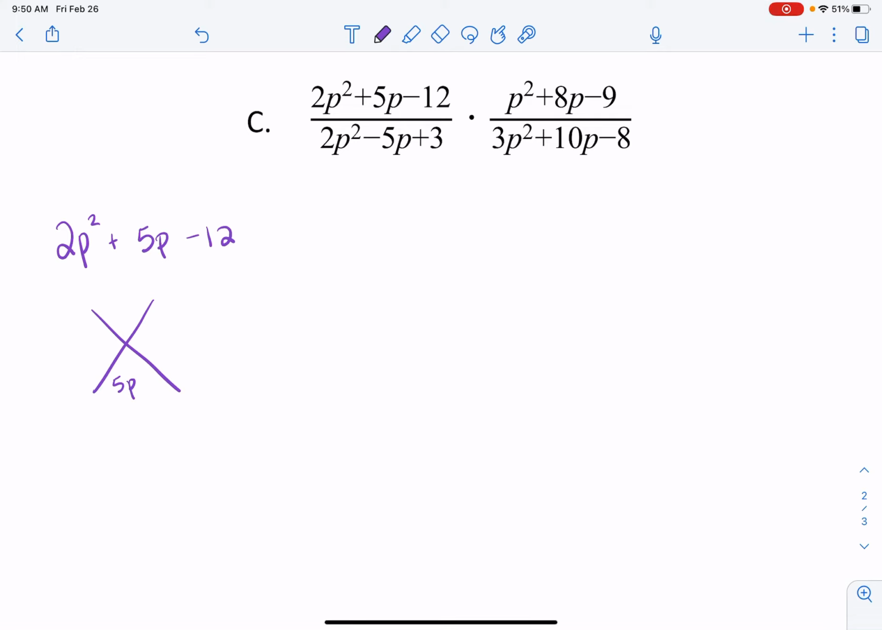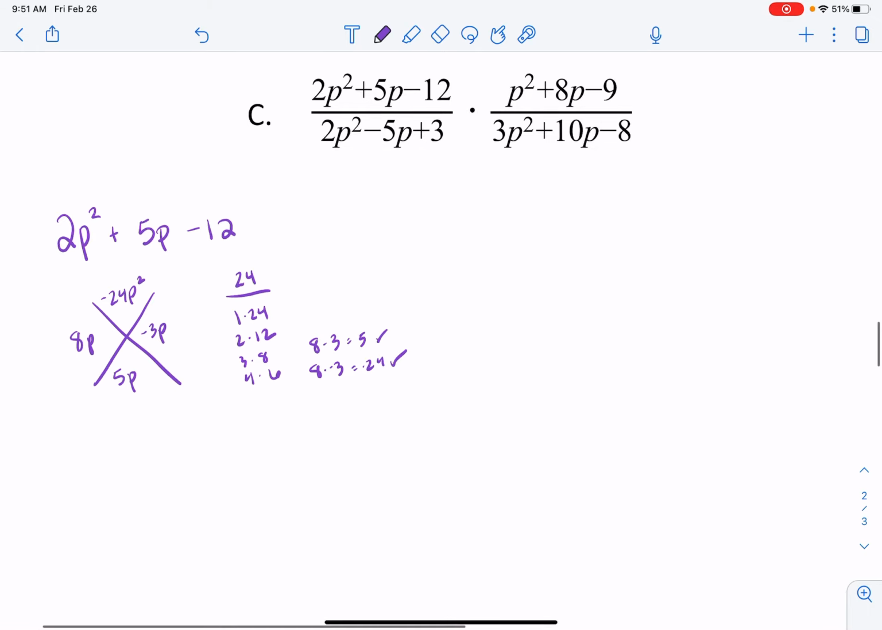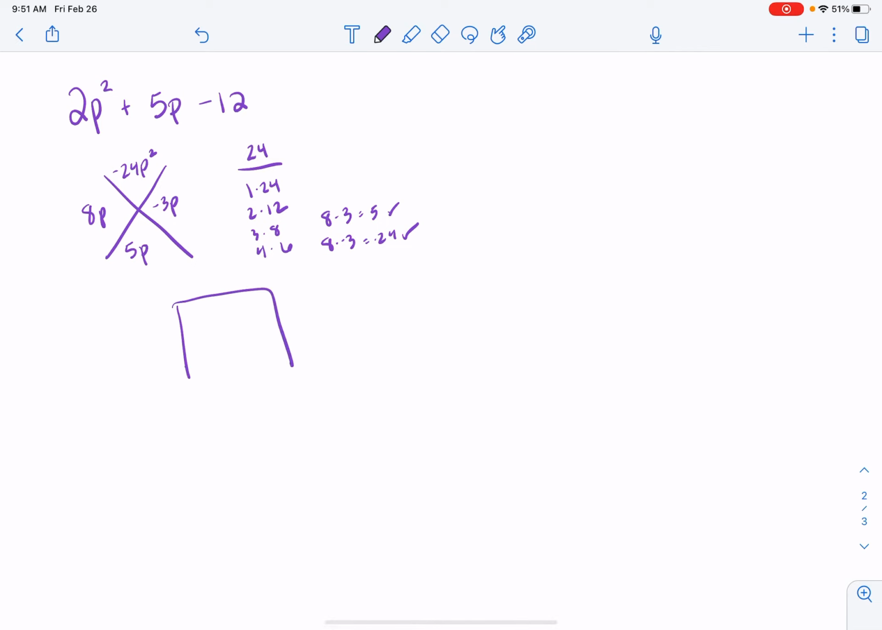Put the bx here, multiply a x squared times c, so that will be negative 24p squared. What multiplies to be 24 but adds or subtracts to be 5? Let's see, we've got 8 minus 3 is 5, and 8 times negative 3 is negative 24. So I'll put an 8p and a minus 3p here. When I make my box, I use my original a x squared, so that's 2p squared and negative 12, and then 8p and negative 3p.